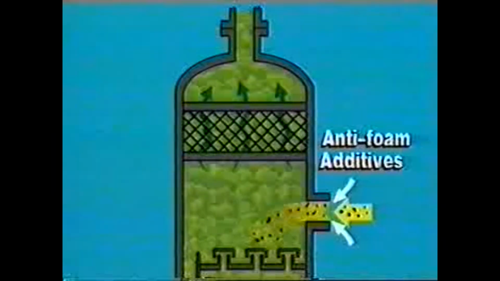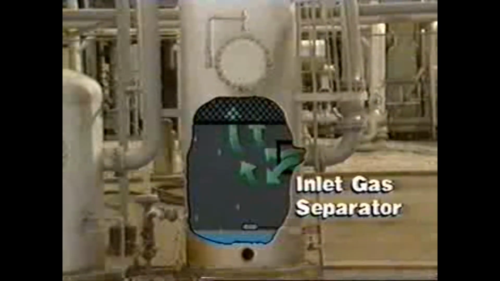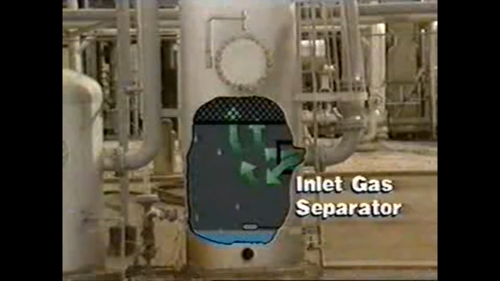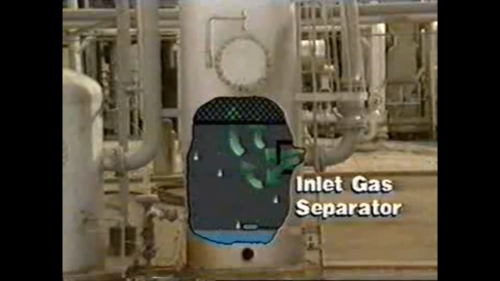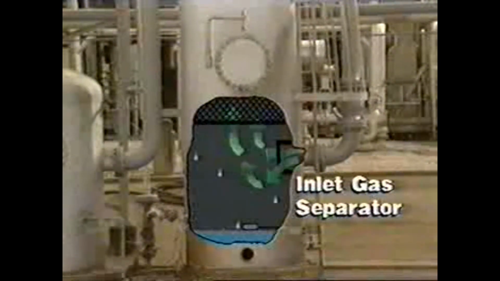Foaming problems can temporarily be corrected by anti-foam additives, which cause the foam to break. The cause of the problem should then be identified and corrected. Improper use of anti-foam additives can increase foaming problems. The best preventative measure against foaming is the installation of a properly designed inlet gas separator and glycol filtration system. Good glycol filter maintenance and pH control are also very important.